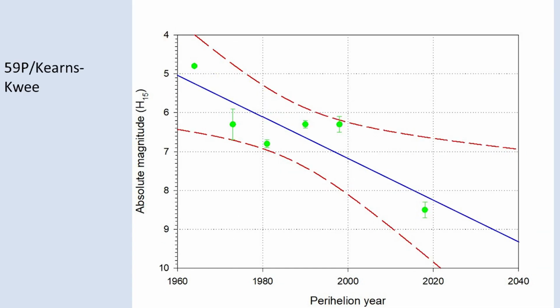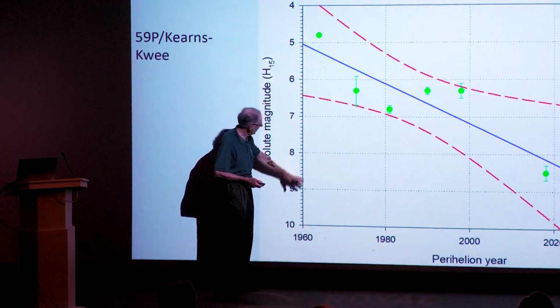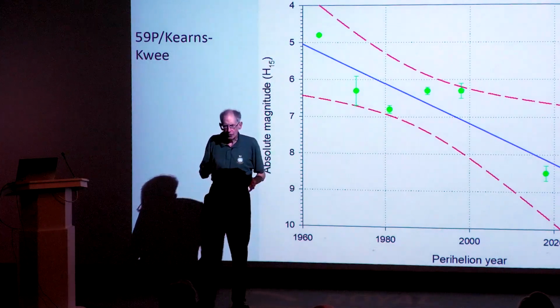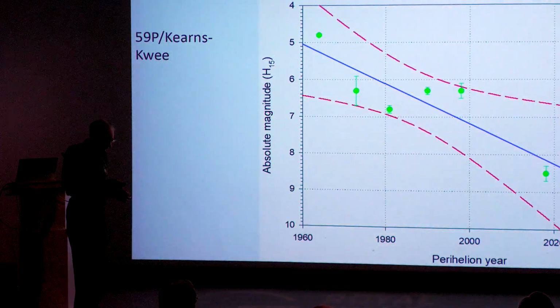Another comet where even the fairly limited data set shows a distinct decline is Kearns-Kwee. That is really declining very rapidly. So in 50 odd years or 60 years of observations, its absolute magnitude has dropped by around about 4 magnitudes. So that is really quite a significant decline.